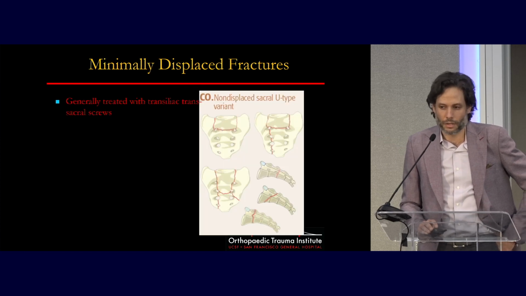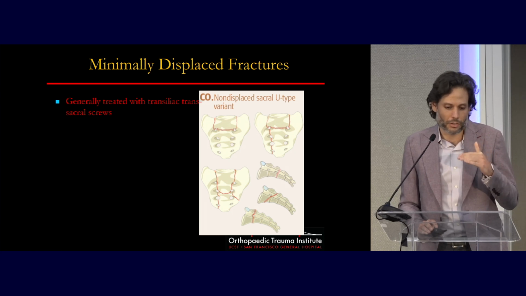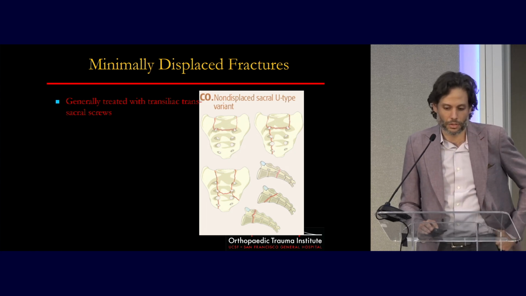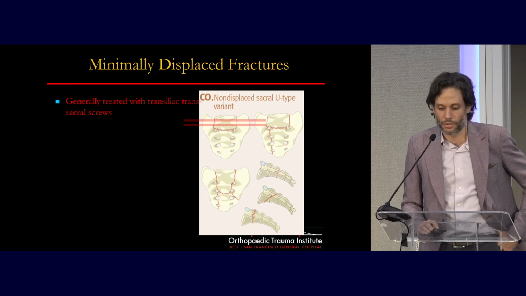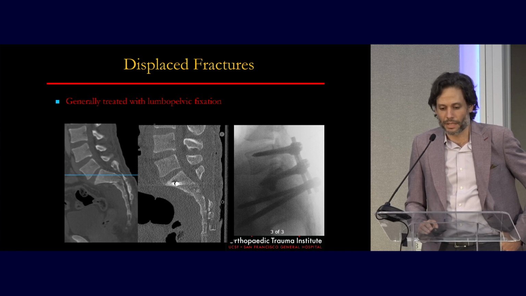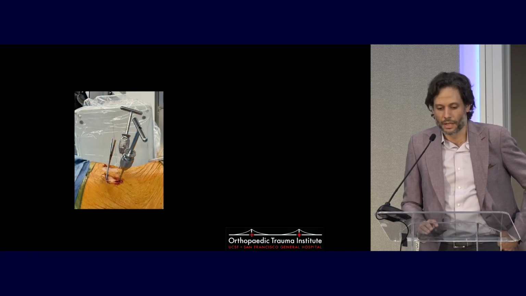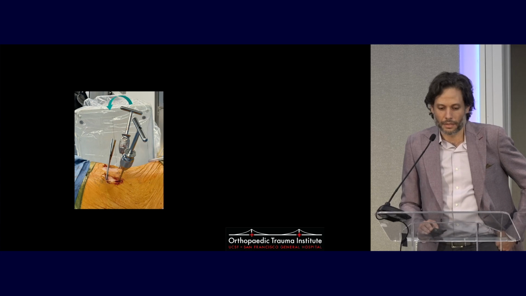So in general, for our spinopelvic dissociations, our minimally displaced fractures are generally treated with transiliac transsacral screws, especially in the geriatric population. You want to make sure that those screws capture the proximal segment. And then our displaced fractures are generally treated with lumbopelvic fixation. They may require open or percutaneous, although with newer techniques we are able to do a lot more of this percutaneously.